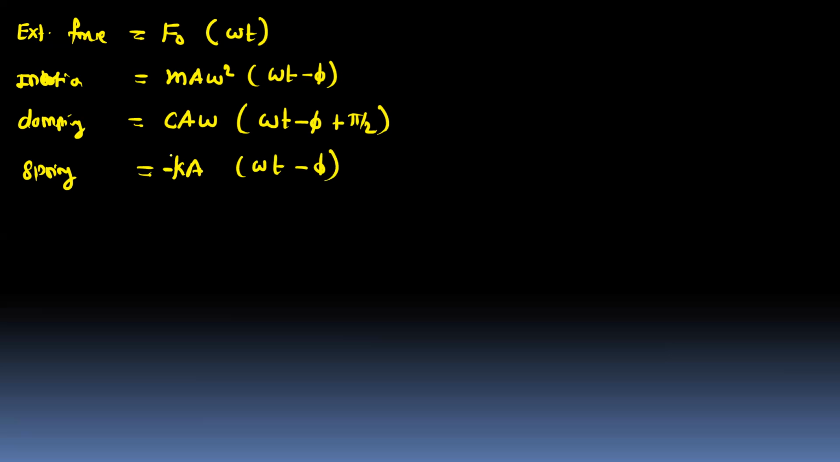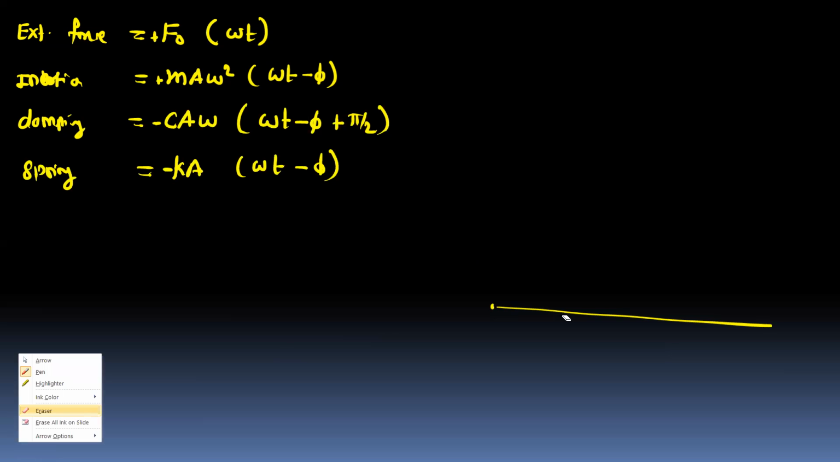So k a is negative, c a omega is negative, and inertia is positive. So the first two forces are positive. For the phasor diagram, we should select one reference axis. So draw x and y axis as a reference axis.